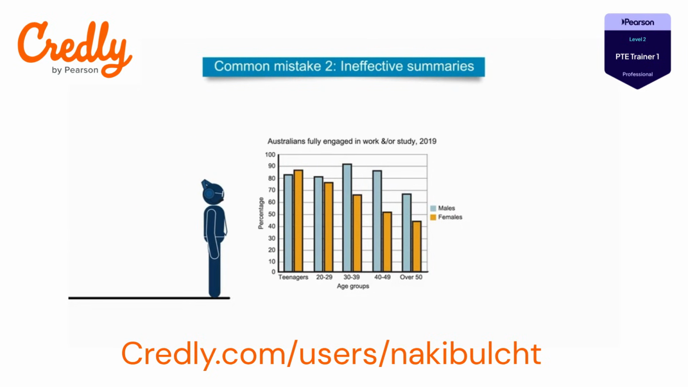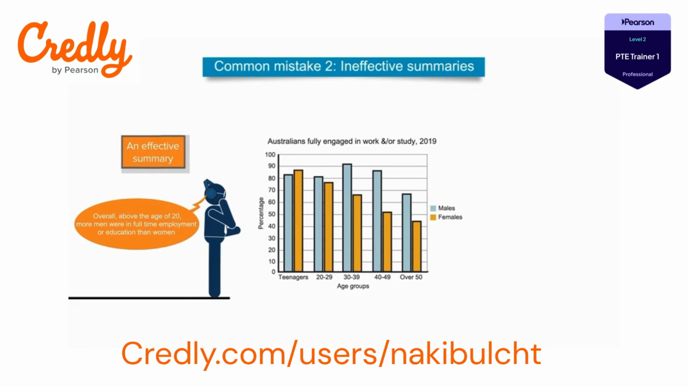It is an ineffective summary because it doesn't reflect what information will be most valuable or most interesting. The speaker gets distracted by other details. Ask yourself, what would be the most significant implication of the image for most people? In this case, an example would be, Overall, above the age of 20, more men were in full-time employment or education than women.